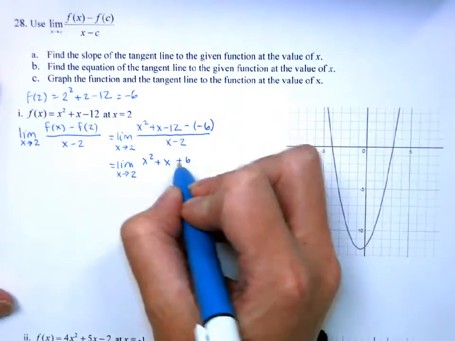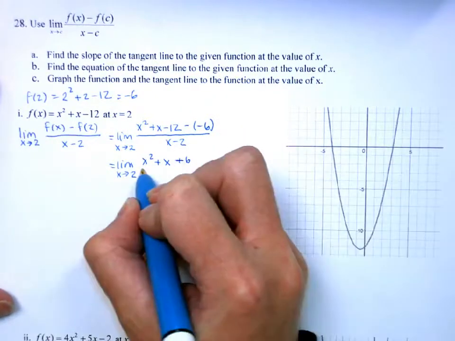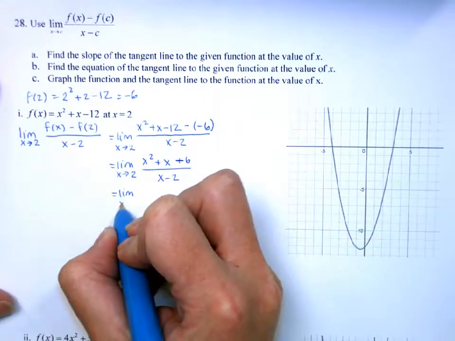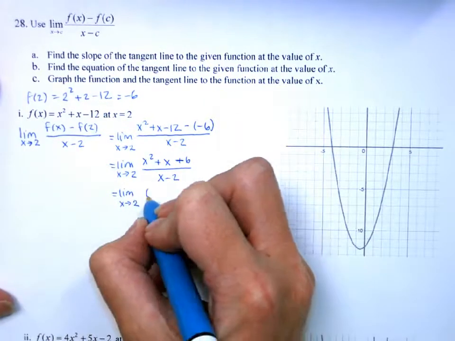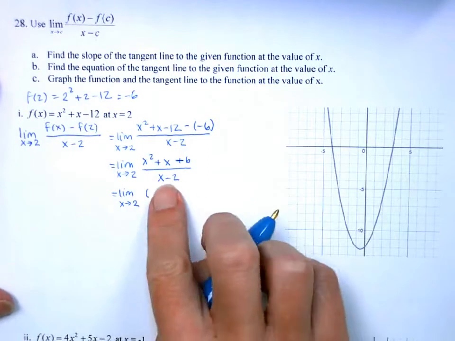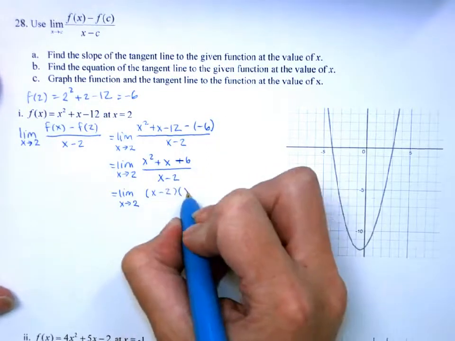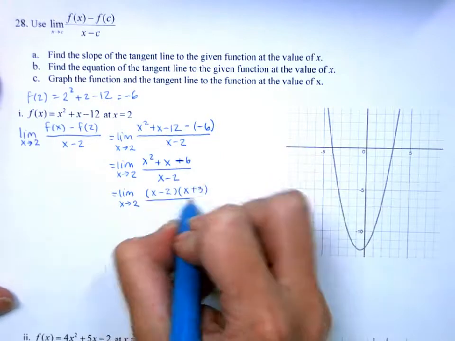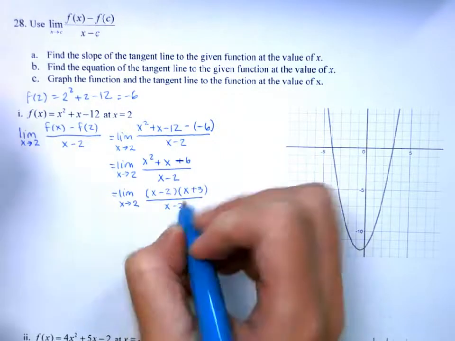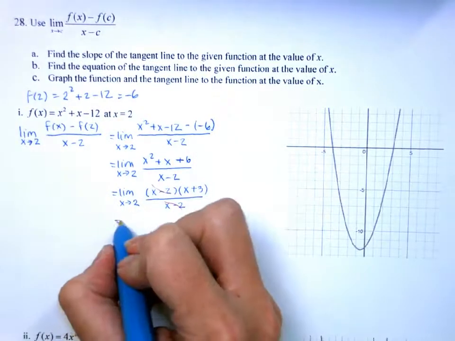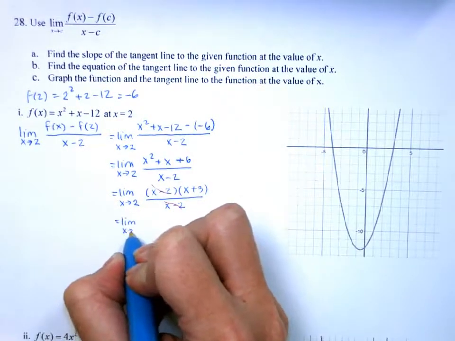So I can factor this. Okay, the nice thing about this kind of factoring is we know x minus 2 better be one of our factors. So the other one here is going to be x plus 3. Remove our common guy. And then plug in 2. So this will be 2 plus 3, which is 5.